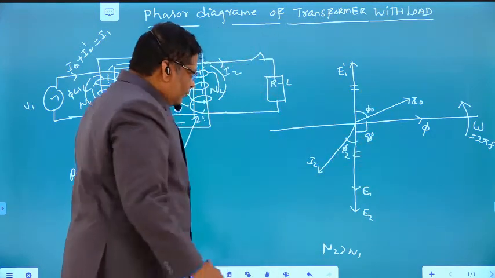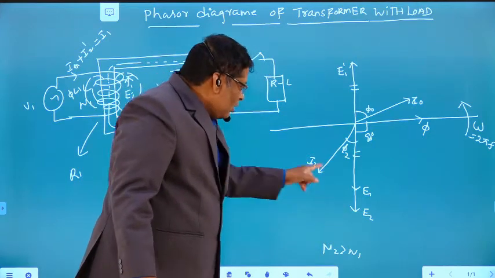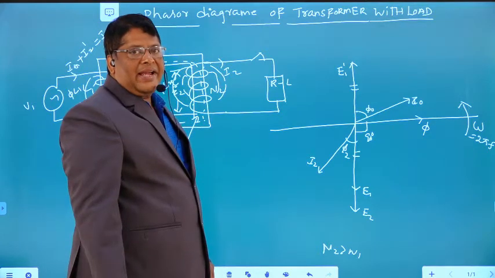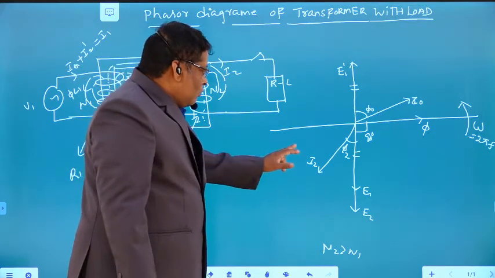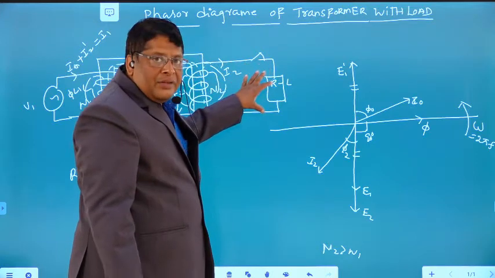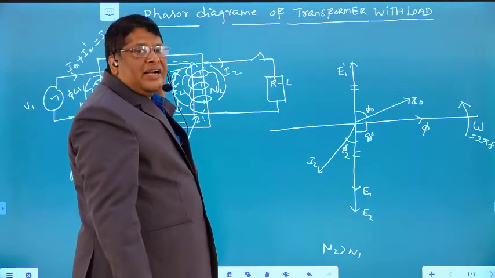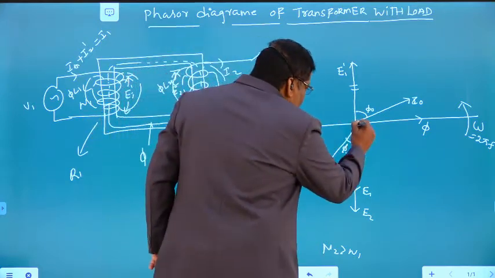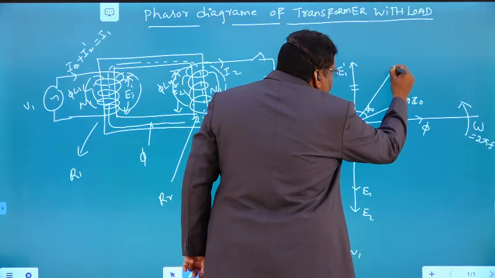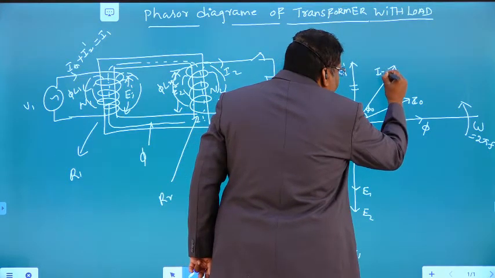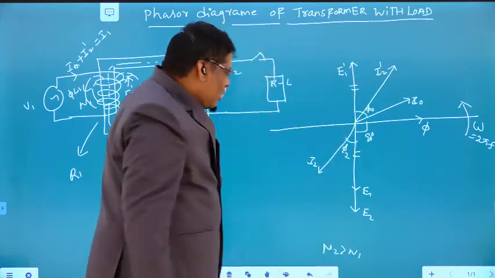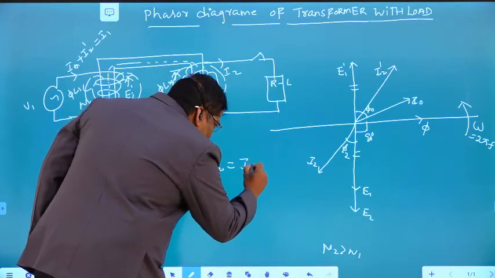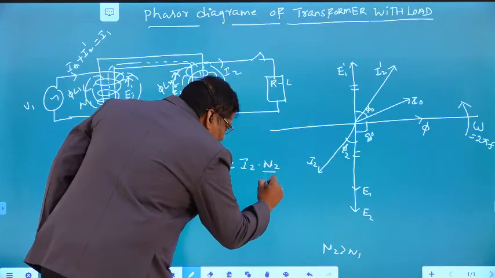Okay. Now I2 lags E2 by some angle phi 2. Whenever we connect a load here, the primary takes extra current, that is I2 dash, which is exactly opposite to I2. Opposite to I2, I have to draw I2 dash. Already you know the magnitude of I2. I2 dash is equal to I2 into N2 by N1. This is the relation.